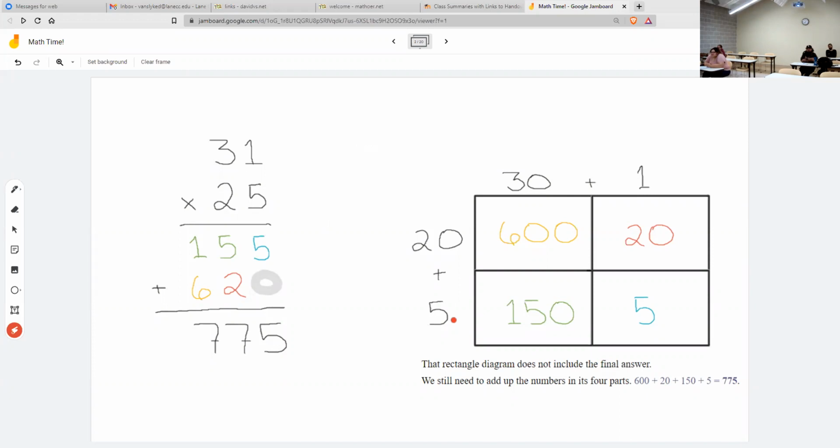And then when I do 3 times 2, I'm lying twice, because that's not a 3 and that's not a 2. It's a 30 times a 20. And that's 600. And then when I'm adding everything up, I have a 5, a 150, a 20, a 600, and you could add those up and see that you get the 775.